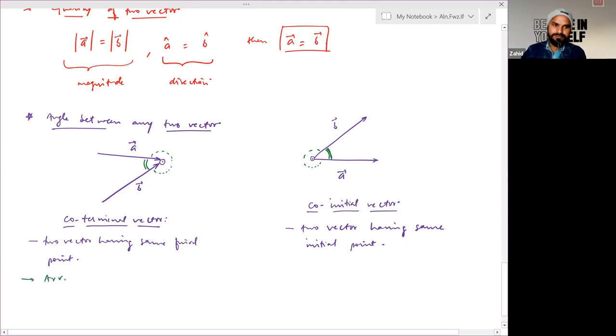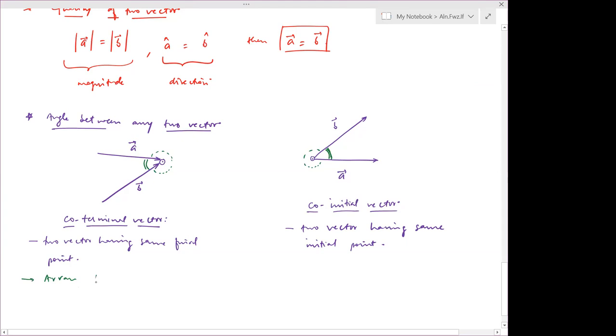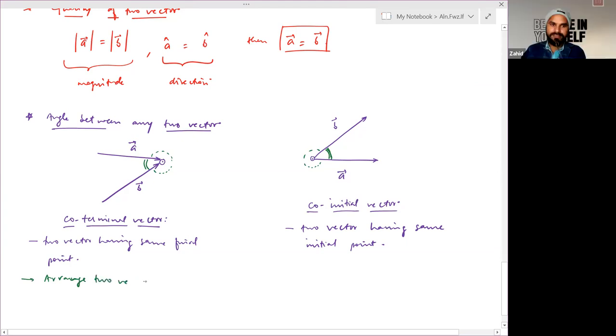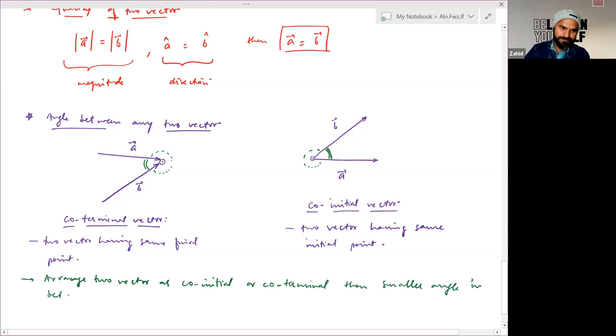So first, arrange two vectors as co-initial or co-terminal. Then smaller angle in between them will be angle between two vectors.